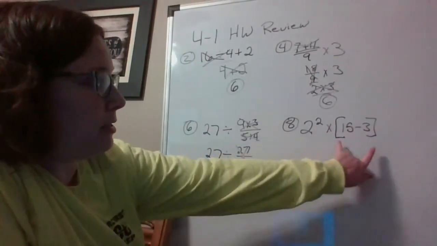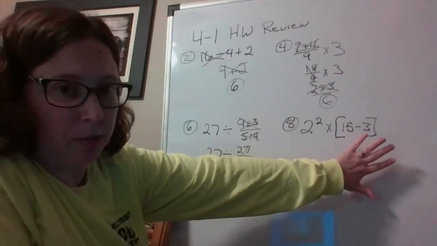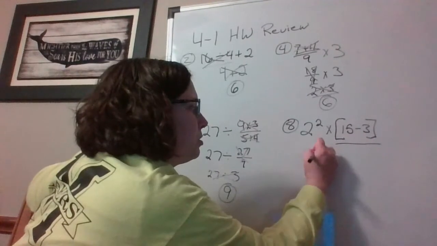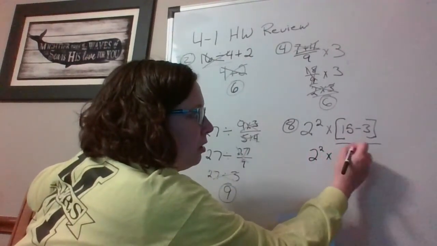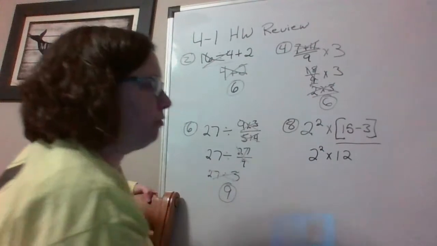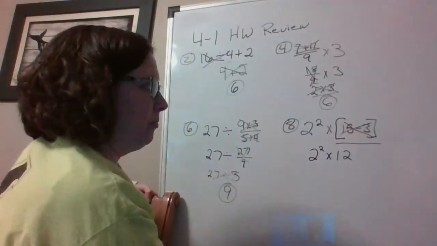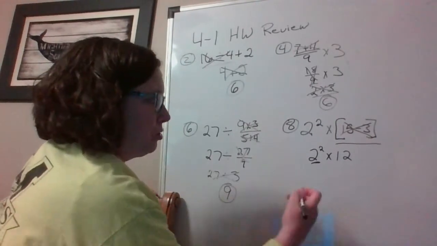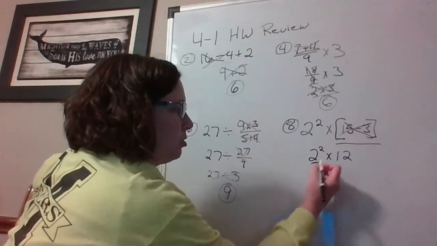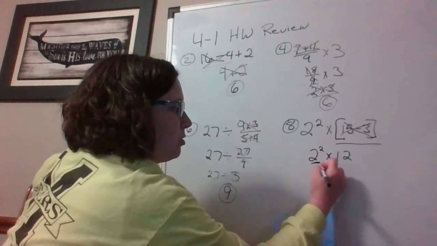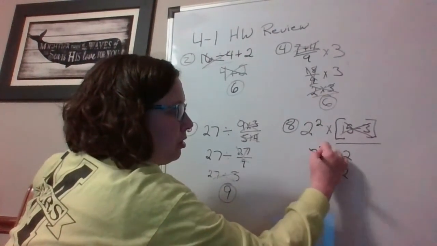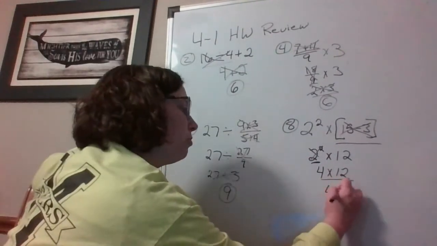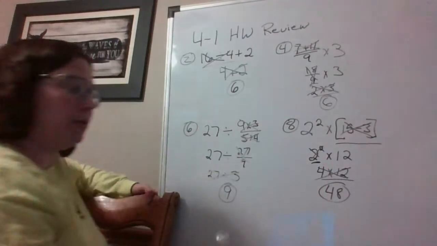Number 8 has some brackets. Brackets are just like parentheses. You're gonna do those first. So we are going to do this first. And we will get 12. So that is done. The next thing that we're going to do is the exponent. So 2 squared means 2 times 2. We're multiplying 2's and we have 2 of them. So our answer there will be 4. We have one thing left, which is to take 4 times 12. And we get our answer 48.